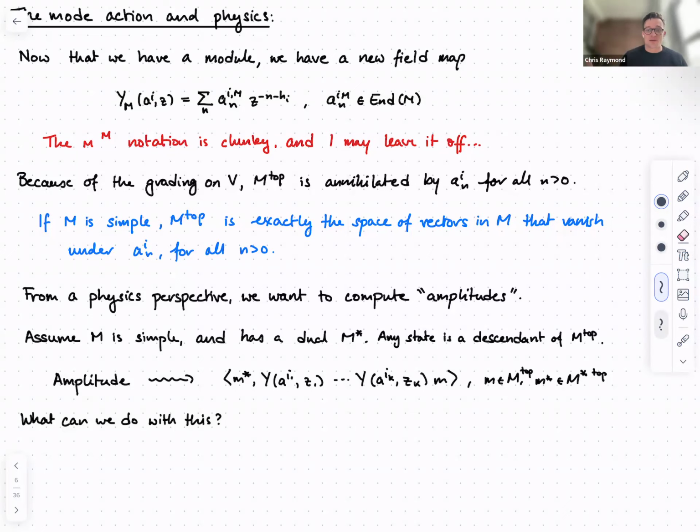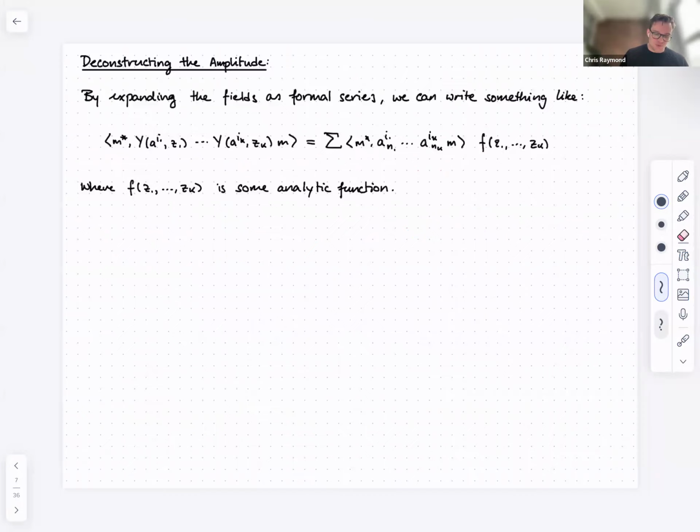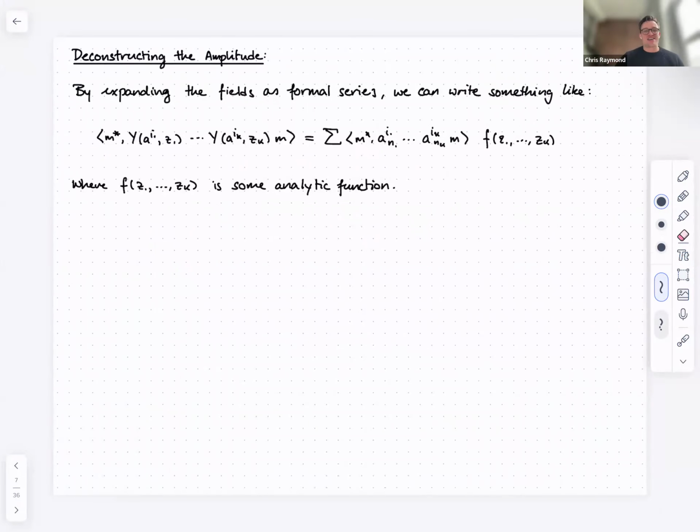Okay, now what can I do with some sort of expression like this? That's going to be our next step. So I can start out by doing something very naive, right? I can start out by expanding all of my fields as formal series. This lets me write something like, I take my amplitude and I write some sum over here. Now, in principle, this is some big, horrible multi-sum, right?